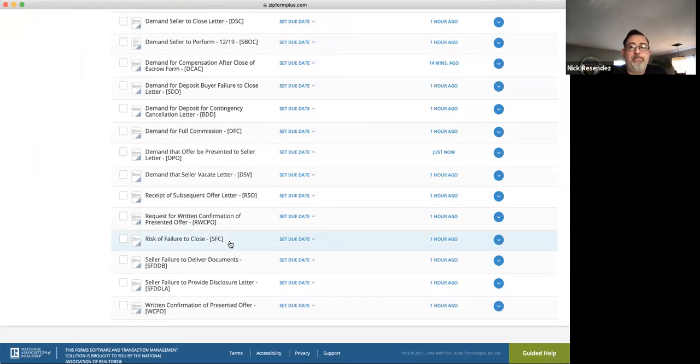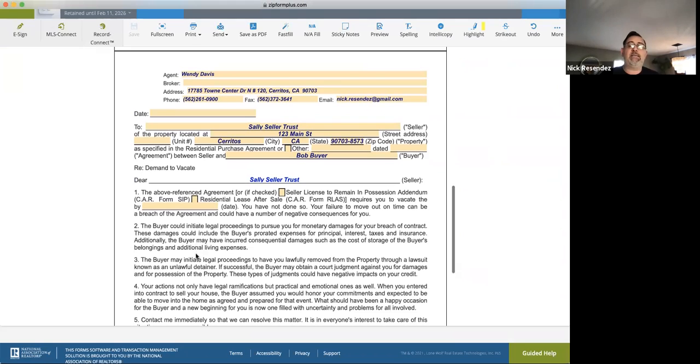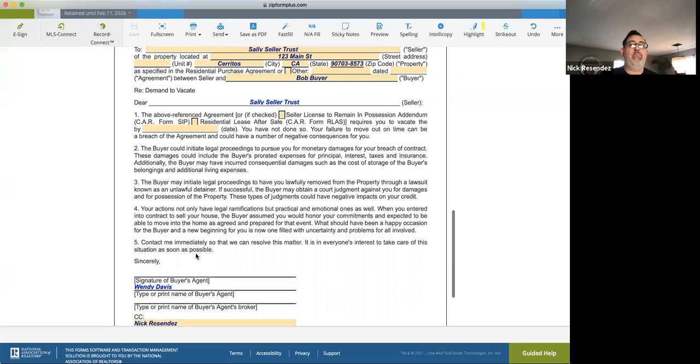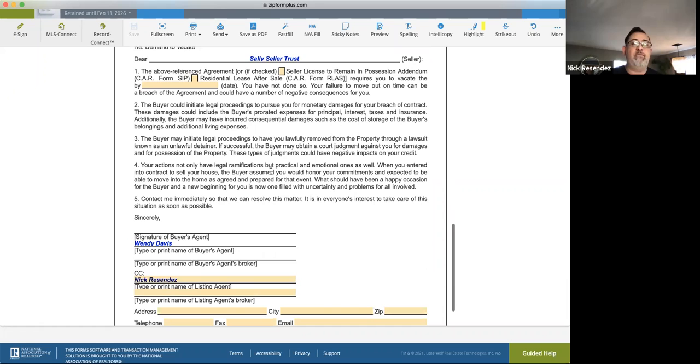But let's keep going. Another great one, very applicable right now. Demand that seller vacate. Basically, what we've got here is a notice or a letter that says, hey, seller, we had a seller in possession or a residential lease after sale for a couple of days or a couple of weeks, and you have not moved out. Well, since you haven't moved out, the buyer can now initiate proceedings to pursue you for monetary damages because of your breach of contract. You have breached the contract for not vacating the property. They may initiate legal proceedings to have you lawfully removed from the property through an unlawful detainer.